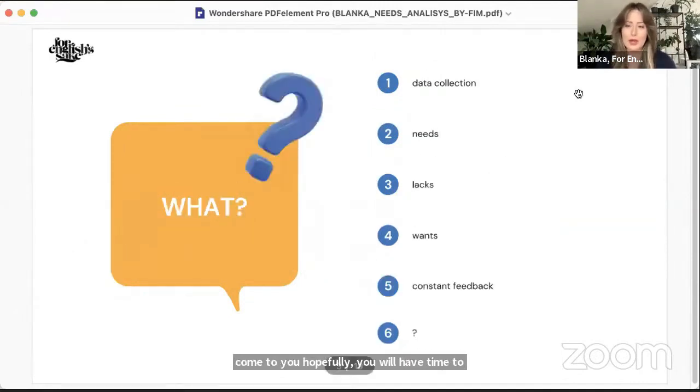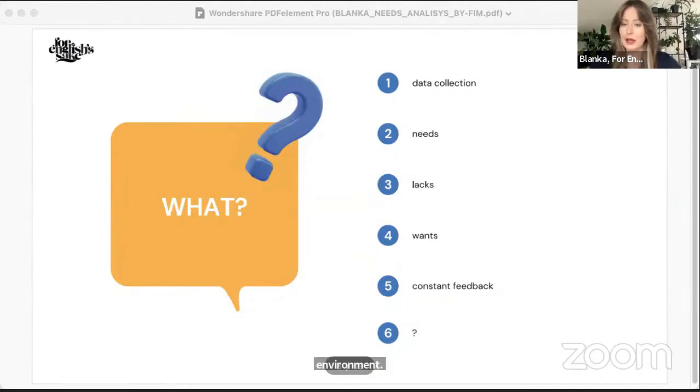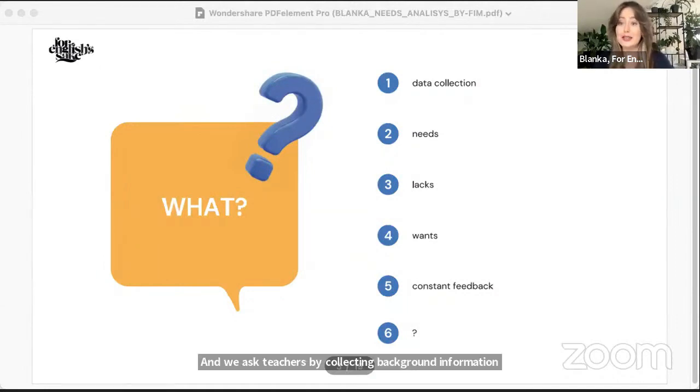To begin with, needs analysis is an ongoing and systematic process. First, we need to identify and evaluate the training needs of our learners, and we do it because we want to maximize learning effects and create a safe educational environment. As teachers, by collecting background information, we can help understand the needs of our learners, of our students.